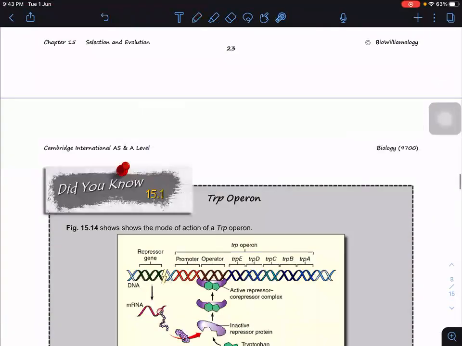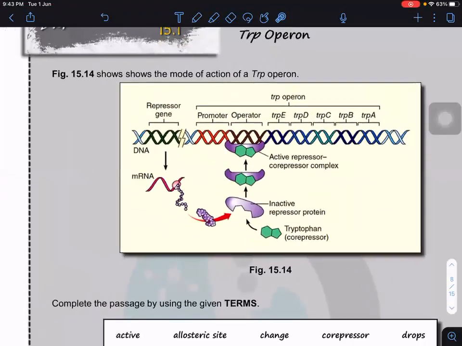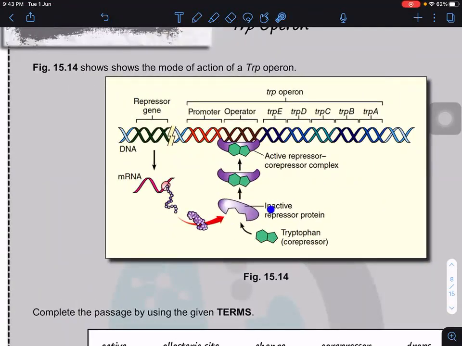Okay, so look at this tryptophan operon. Just now we said that these repressor proteins are inactive, so they cannot bind to the operator. RNA polymerase will bind to the promoter and the transcription process takes place. We get the enzyme to form tryptophan. But now, with the presence of tryptophan, which acts as a co-repressor, when they bind, it turns this repressor protein into the active form. Why? Because the active repressor protein binds to the operator, therefore RNA polymerase cannot bind to the promoter, therefore no transcription takes place.